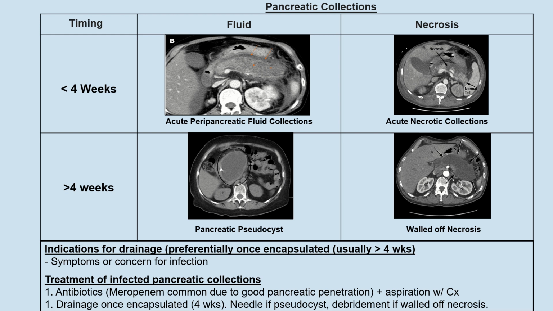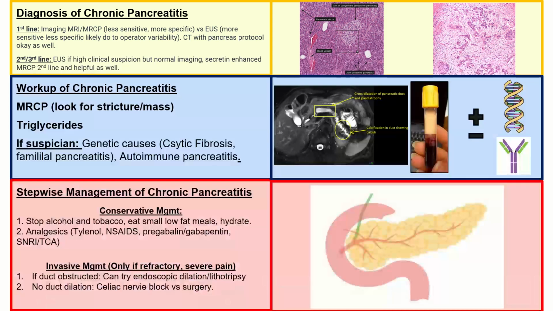Drainage, we really want to wait until it's encapsulated so you can really drain the whole cyst or debride the whole walled-off necrosis, and it won't subsequently leak out right afterwards. So needle if you think it's a pseudocyst, or debridement with walled-off necrosis, which sometimes you can do by cystgastrostomy, which is an endoscopic procedure, which is relatively new.